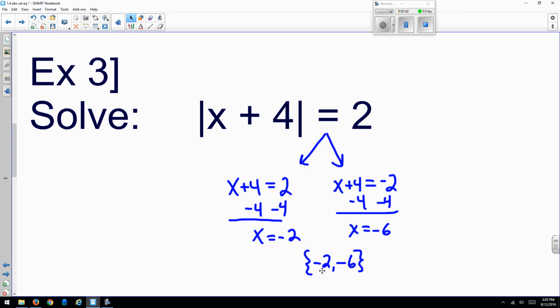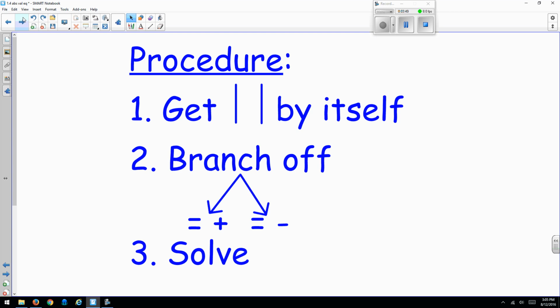So the solution is -2 and -6. Again, go ahead and pause if you need to. I'm going to keep going. So here's the procedure. Step 1, we're going to get the absolute value by itself. Step 2, we're going to branch off. We're going to set whatever's in that absolute value equal to the positive form of what's on the right, and also to the negative form. And the last step is to solve.